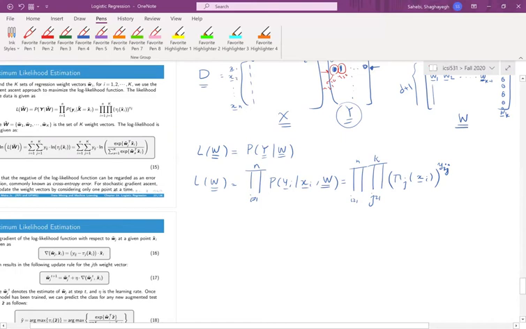And what we are going to do, again, is take the logarithm of our L of W, which is now going to be translated into the logarithm of this multiplication, and we are going to optimize for that, right?